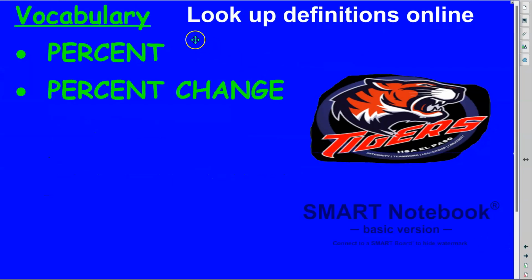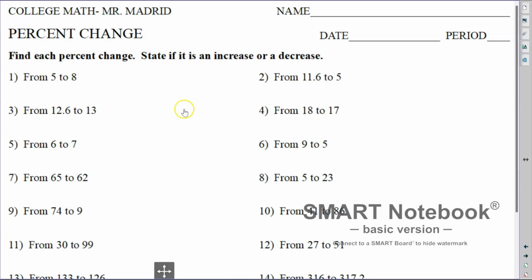The vocabulary is going to allow you to revisit in Google what a percent is, what it means. So revisit that and take some time, look up some definitions for percent change and pick the one you're most comfortable with. The name of the lesson is percent change. The objective is to find each percentage change and state if it's an increase or a decrease. Okay? So let's go ahead and get straight into it.